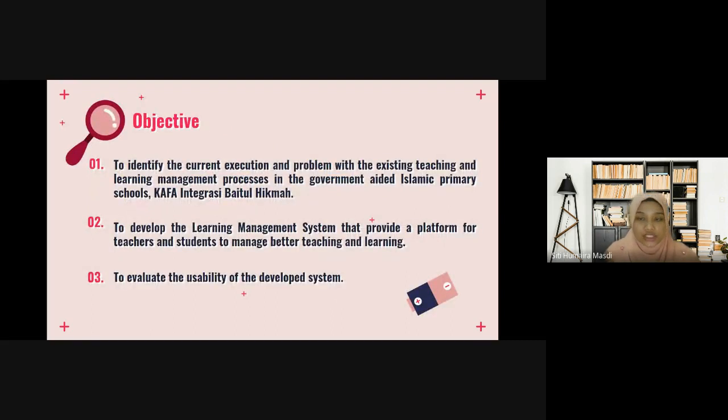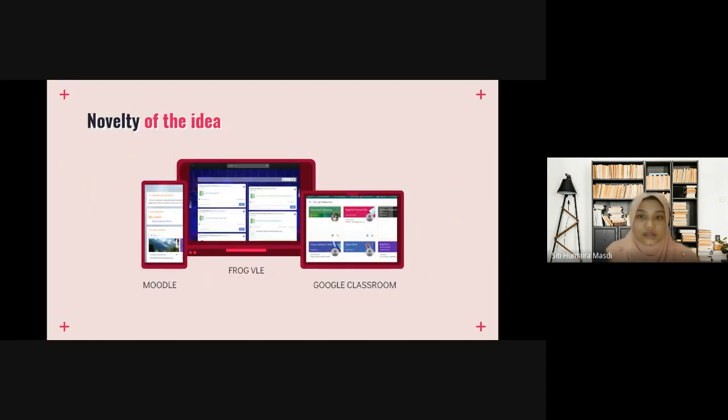Okay, the objectives of this project are first to identify the current execution and problems with the existing teaching and learning management process in the government-aided Islamic primary school Kafa Integrasi Baitul Hikmah, to develop the learning management system that provides a platform for teachers and students to manage better teaching and learning, and to evaluate the usability of the developed system.